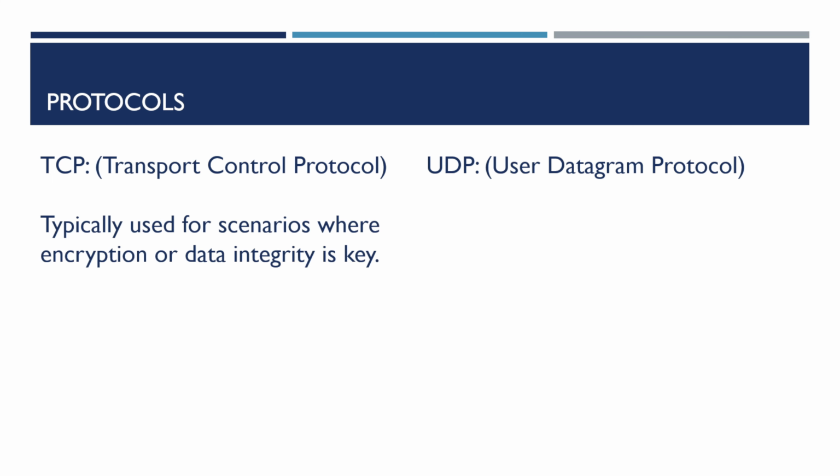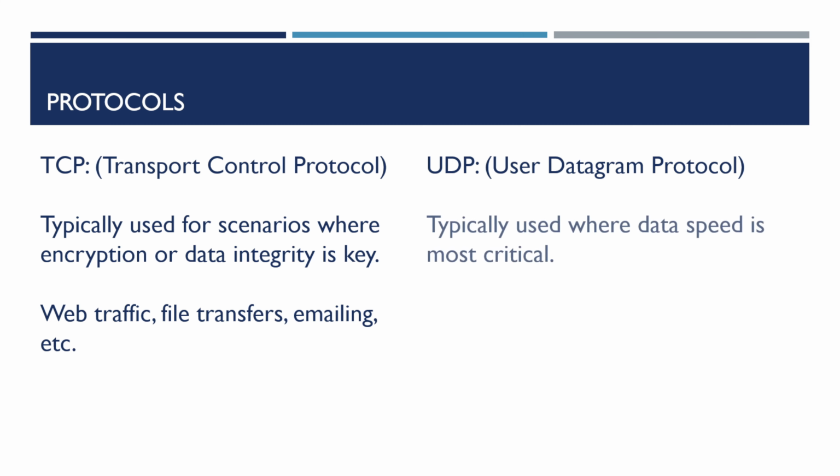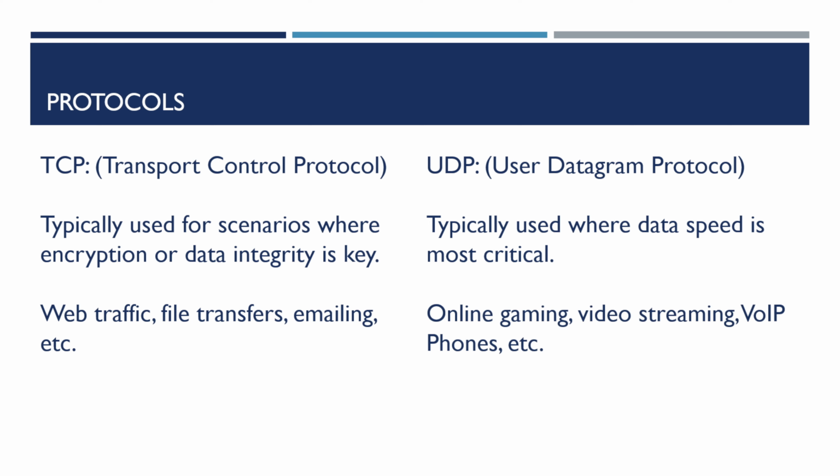TCP is typically used for scenarios where encryption or data integrity is key or most important. This is going to be web traffic, file transfers, stuff like emailing, stuff where deliverability is guaranteed. UDP is typically used where data speed is most critical. This may be online gaming, video streaming, voice over IP phones, stuff like that.